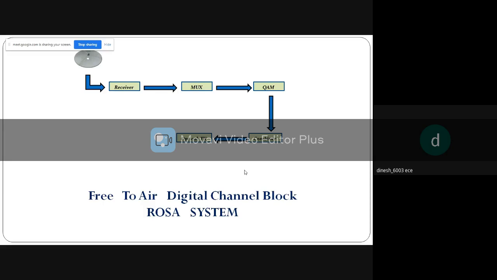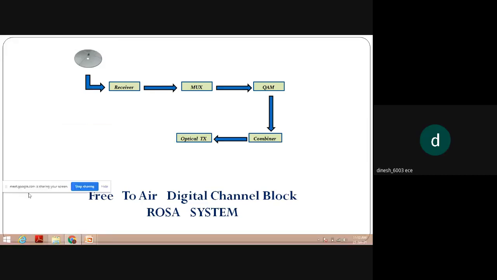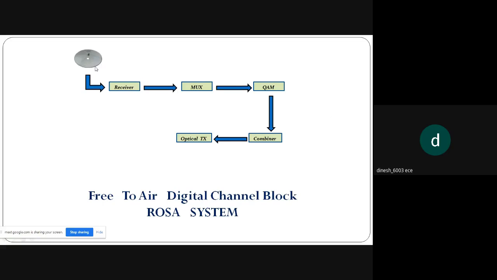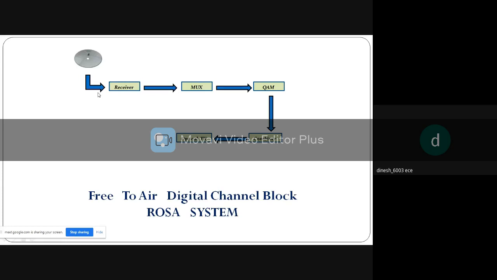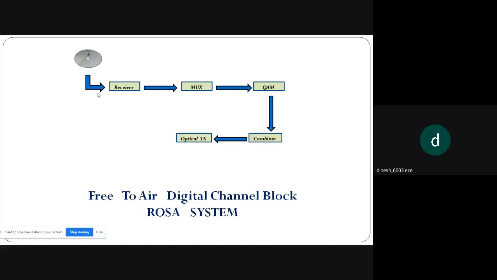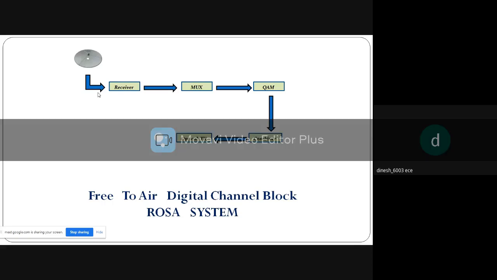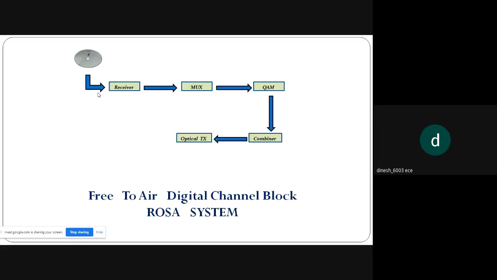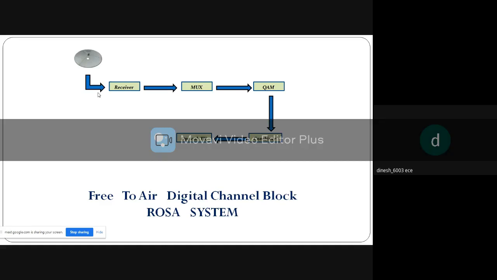So here I will show you an example of a ROSA system, where a free-to-air digital channel block diagram is given for a DVB. You have an antenna. From the antenna feeder, it is given to a receiver. Then the appropriate multiplexing unit. Then we give it to a modulation scheme, amplitude modulation, then to a combiner, then to an optical transmitter. From the optical transmitter, it is visualized onto the television sets. The high frequency obtained at the antenna is converted to intermediate frequency, then from intermediate frequency to radio frequency or the low frequency where the message is being transmitted. So that conversion takes place in the system.